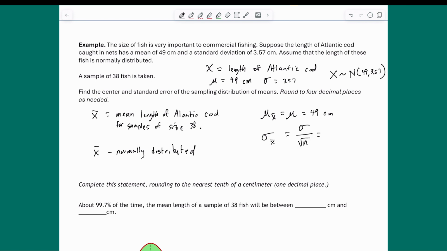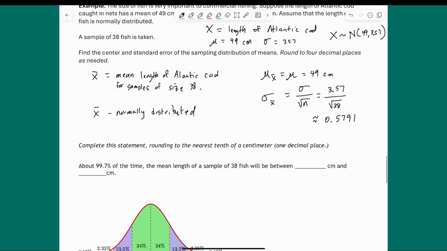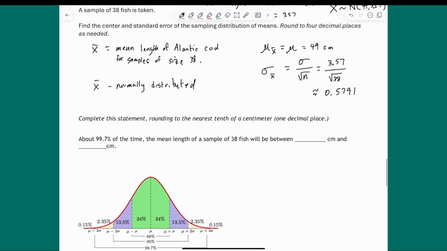So we know sigma is equal to 3.57 centimeters, and we divide that by the square root of the sample size. In this case, we're looking at samples of size 38. So we take 3.57 and divide by the square root of 38 if we wanted a decimal approximation. Let me do that now. This is roughly 0.5791, rounded to 4 decimal places. We're asked to complete this statement rounding to the nearest tenth of a centimeter.